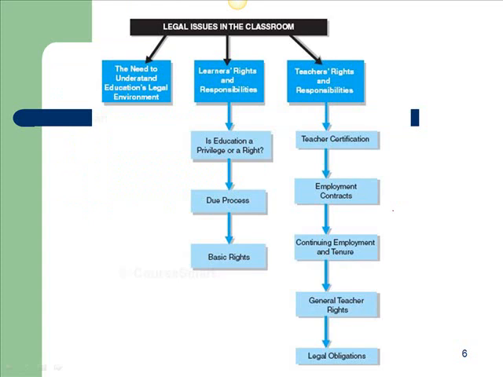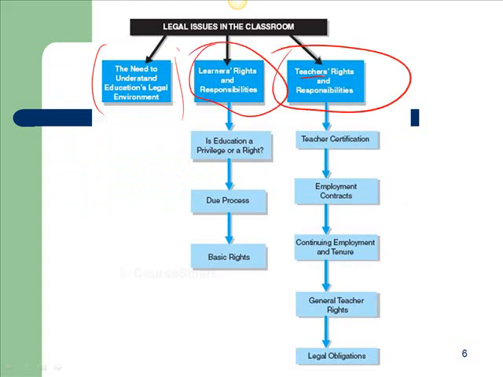So this is how your text is laid out, and what you need to know. Here in two parts: first the learners' rights and then the teachers' rights. That's how we'll break this down. Is it a right or a privilege? What about due process? What are those basic rights? But for you as the teacher, I talk about certification, employment contracts, continuing employment and tenure, just your general rights, and then your legal obligations. And this is how chapter 12 is laid out.